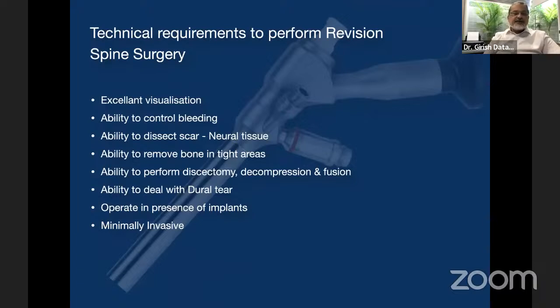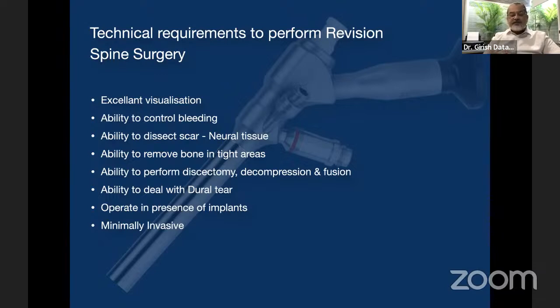So when we are looking at a surgery for revision, there are some technical requirements that we look for. The first important thing is we need an excellent visualization of the pathoanatomy. We should be able to control bleeding with multiple options and modes that we have. Ability to dissect, so we should have maneuverability with the endoscope and the instruments. Ability to remove bone, because we need to have small tools, small instruments, small Kerrison rongeurs. Ability to perform discectomy, decompression, and fusion, because this could be a requirement.